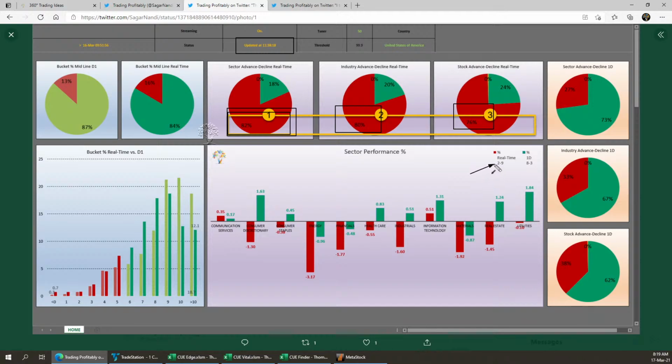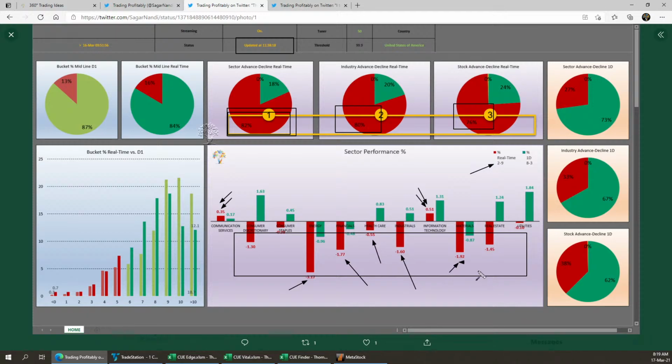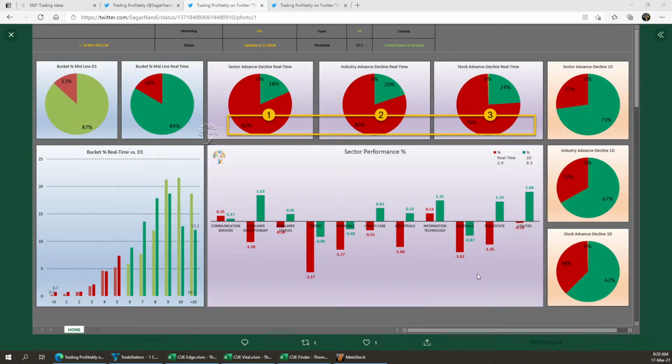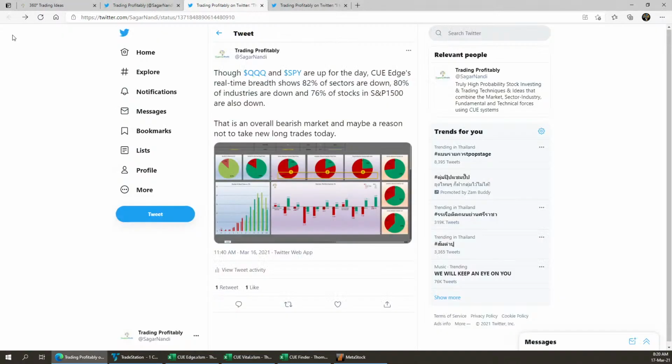As of 11:40 a.m. yesterday, only 2 sectors were up, 9 were down. Which ones were up? Infotech and communication services. Infotech was up probably because of the big caps, mega caps. Communication services was up by a small percentage also. Most of the sectors were down and some were down by very large percentage. That was not a day to take new positions. That was one thing I observed and I shared.